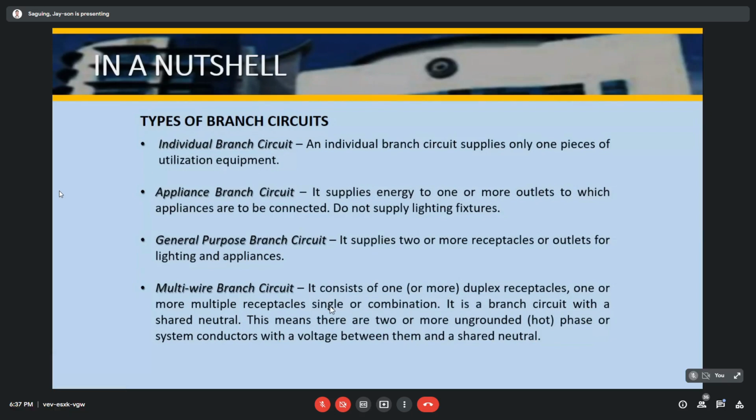For multi-wire branch circuit, it consists of one or more duplex receptacles, one or more multiple receptacles, single or combination. It is the branch circuit with a shared neutral. This means there are two or more ungrounded or hot phase or system conductors with a voltage between them in a shared neutral.